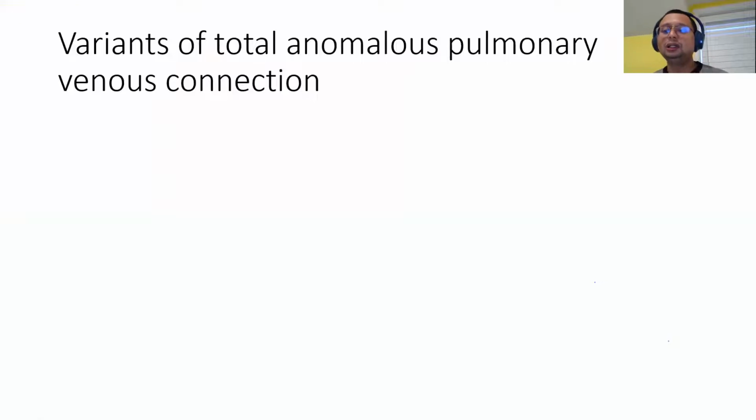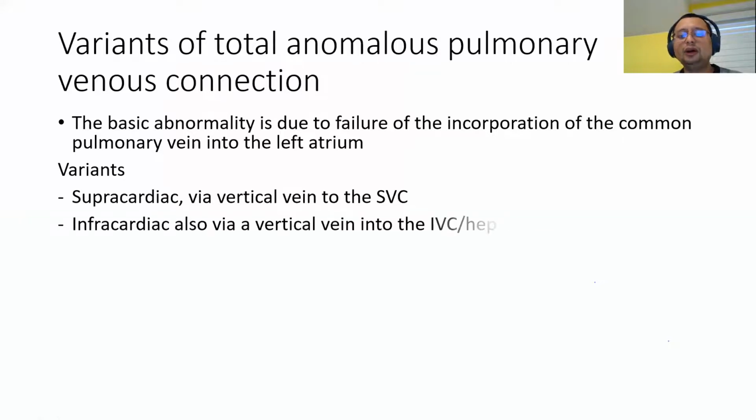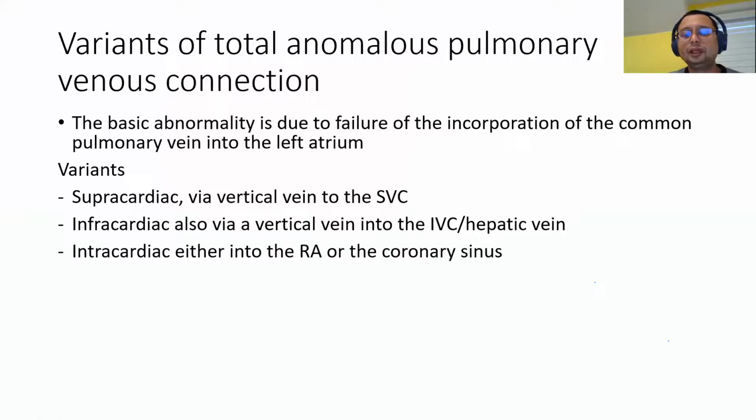What about total? Total is when none of the pulmonary veins go into the left atrium. They can go one of three ways. They can go supracardiac. When they go supracardiac, they can go straight to the superior vena cava, or straight to the left SVC. Now, it can also be infracardiac, so all the pulmonary veins can go directly down to the IVC or hepatic vein. It can also be intracardiac, meaning that all the pulmonary veins drain into either the right atrium or the coronary sinus.